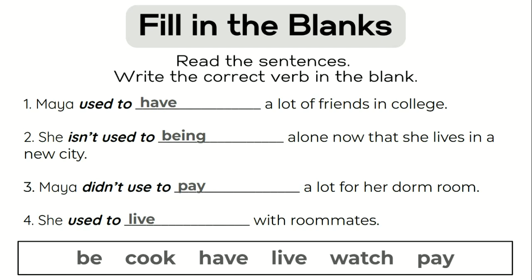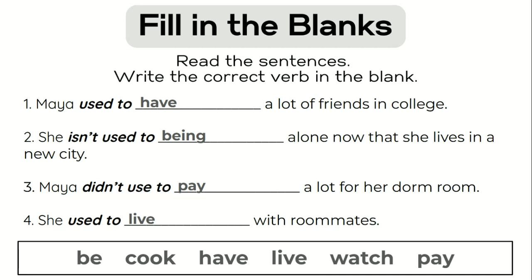Number three says Maya didn't used to pay a lot for her dorm room. So again, in the past, she didn't have to spend a lot of money to live in a dorm room. Those are typically a lot cheaper than living in an apartment. And number four says she used to live with roommates. So again, in the past, she lived with roommates, but we can tell now that she doesn't have roommates and she probably lives alone.